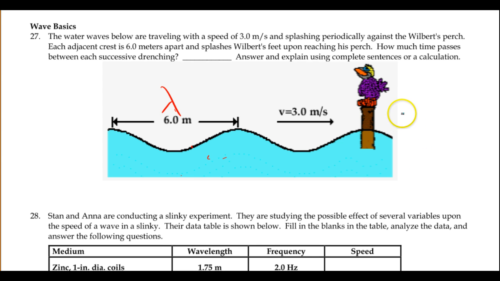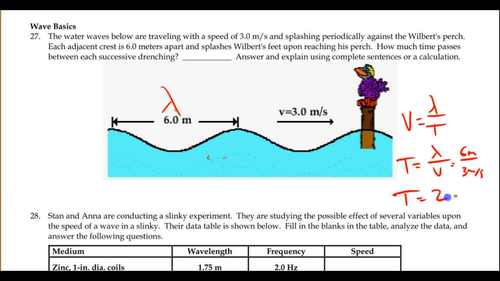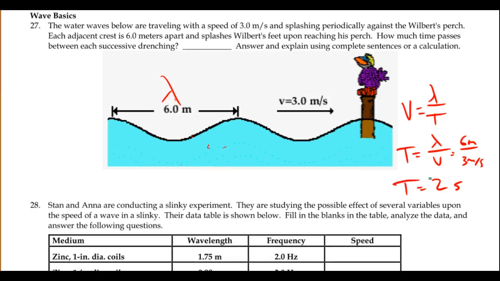So we can find the speed of a wave by taking the wavelength divided by the time. Therefore, we can figure out the period by taking the wavelength divided by the speed. That's 6 meters over 3 meters per second. That means the period is going to be 2 seconds of time. So every 2 seconds, a crest is going to hit the perch, and that's going to cause Wilbert's feet to be drenched.